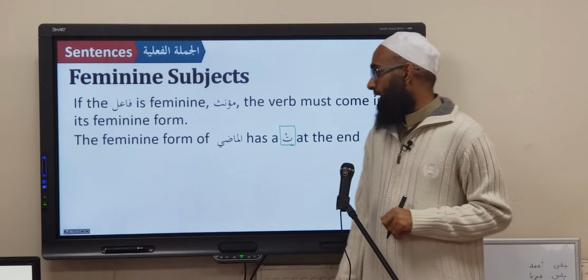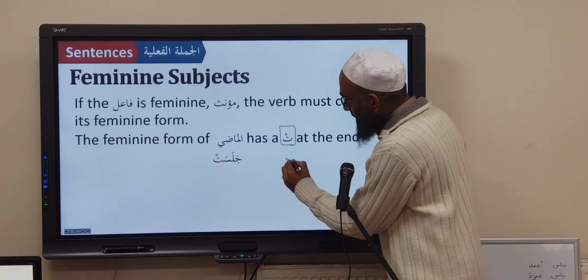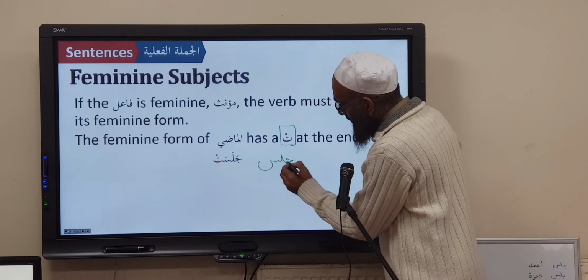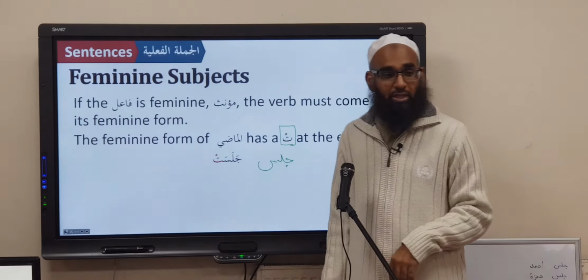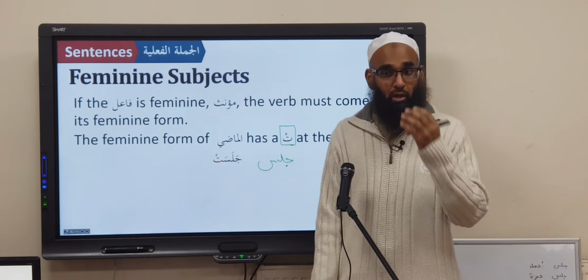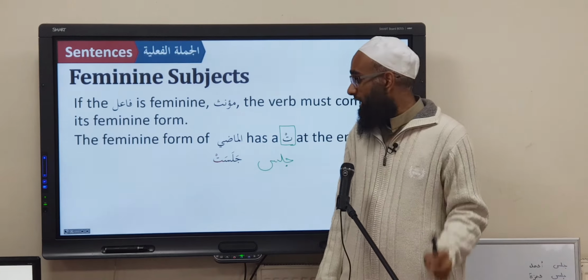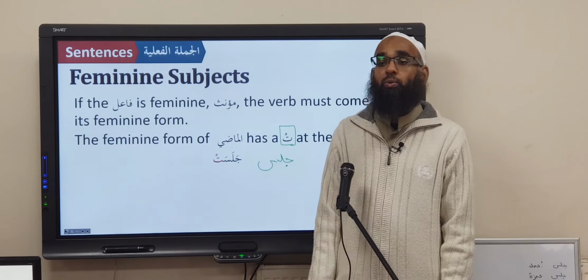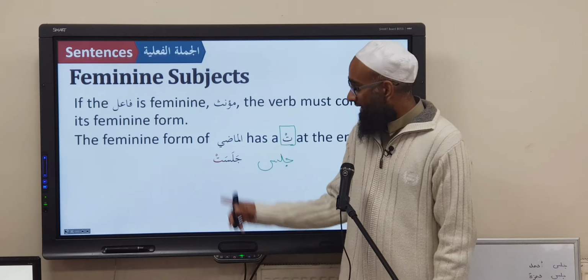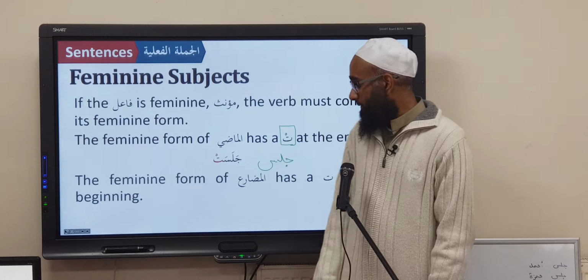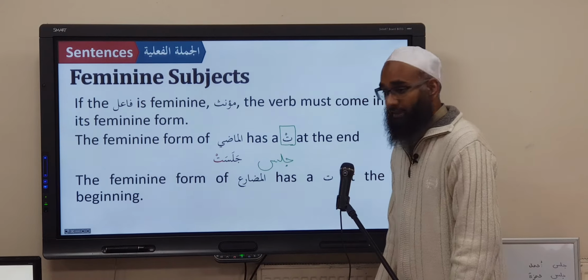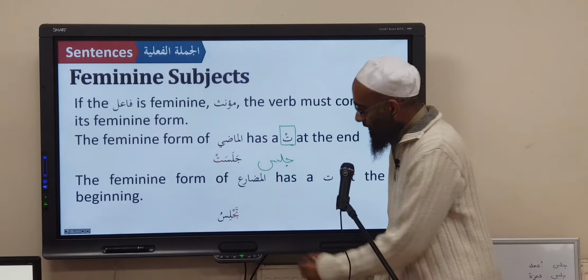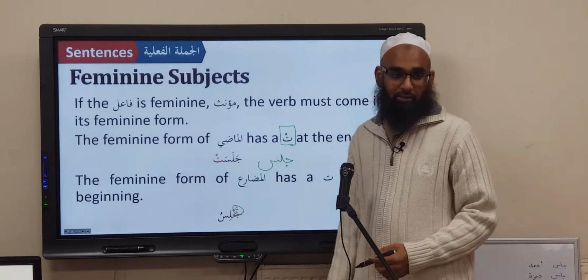A ta'ul sakina. So for example, jalasa is for masculine. If the person doing the action is masculine, you say jalasa rajulu. But if the person sitting is female, you say jalasat Khadijatu. You see? So you have to add a ta at the end. And when the mudari is feminine, you have to add a ta at the beginning.